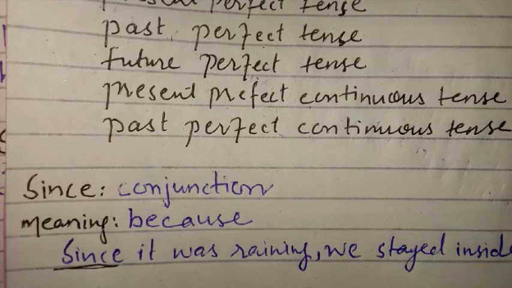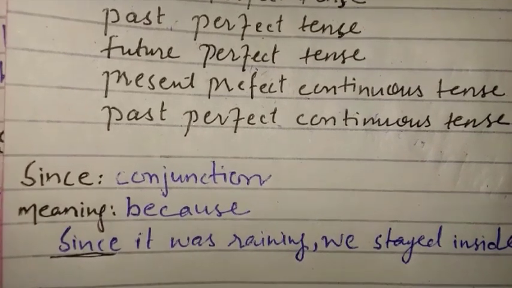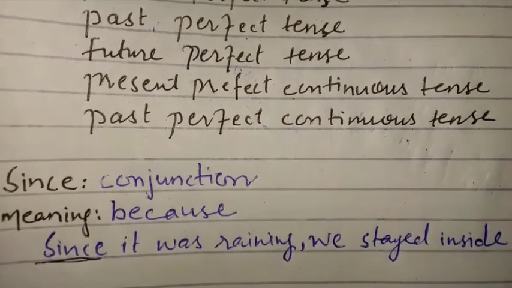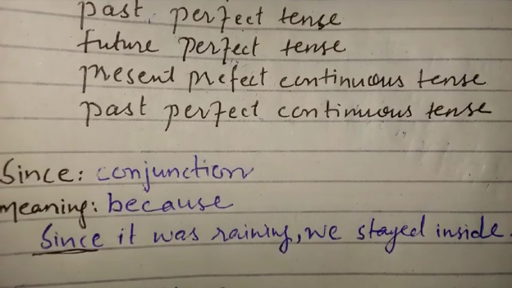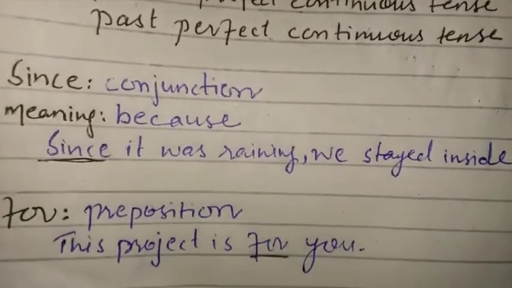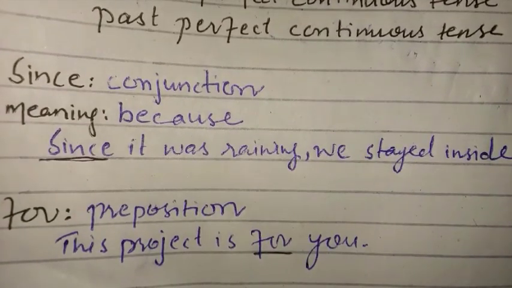Then there are different usages of since and for. Since can be used as a conjunction, which means because. Since it was raining, we stayed inside. It means because it was raining, we stayed inside. It is formal. We can use it in our English. Whereas for is also used as a preposition. This project is for you.